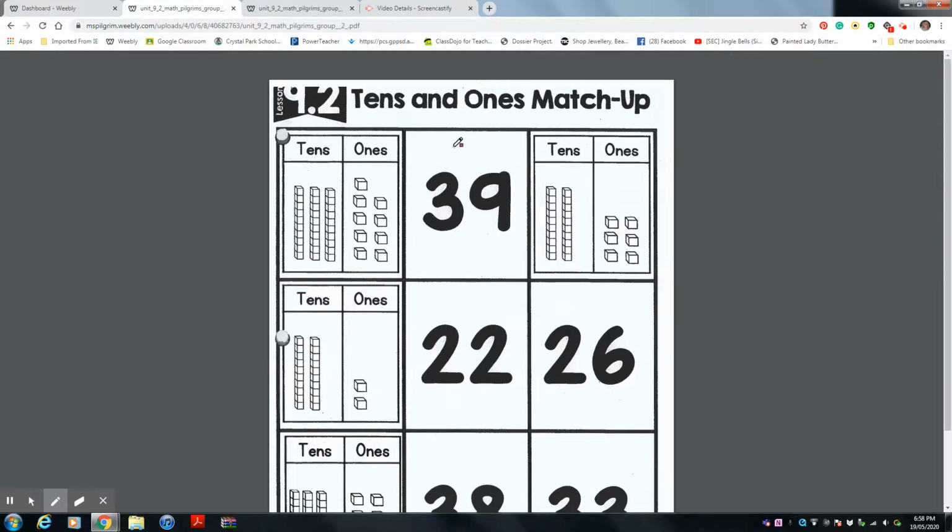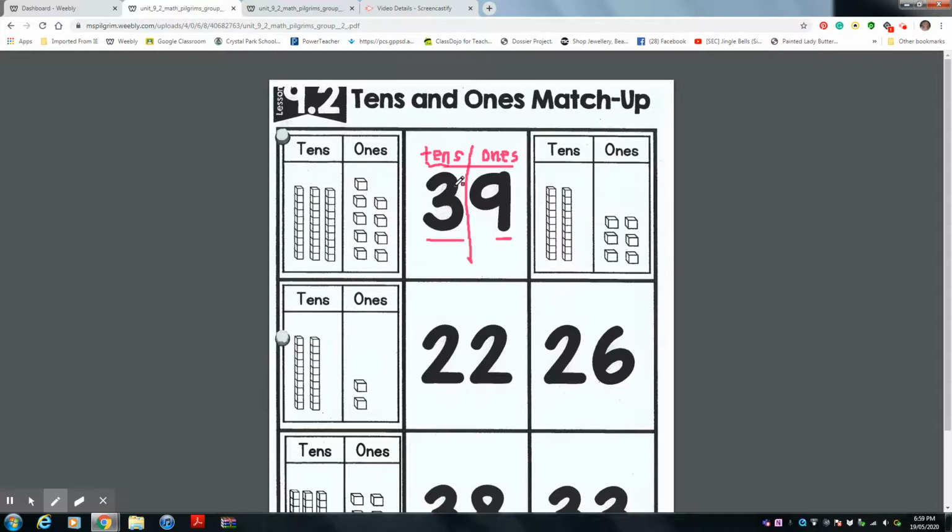Just look at 39. We know that 9 is in the ones place, 3 is the tens place, right? So if I draw this down, go across, ones and tens, right? 9 ones and 3 tens.